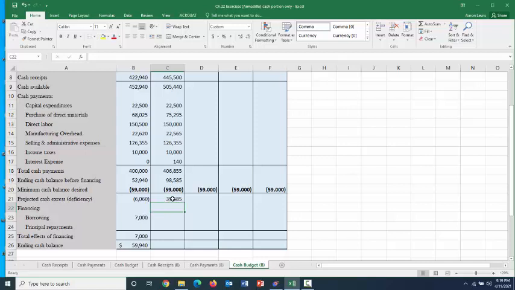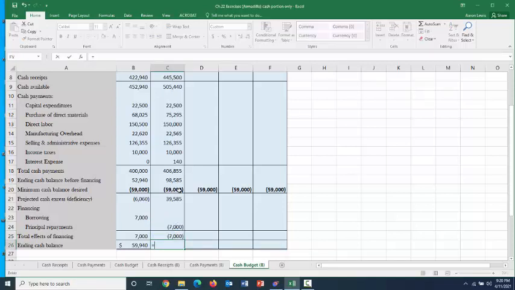Since they can pay it in full and still be well above their minimum cash balance, Armadillo Phone Cases is going to choose to pay off that $7,000 it owes to the bank. Let me just go and make that negative really fast. There we go. So what are the total effects of financing? Well, it's going to decrease their total cash balance in the second quarter by $7,000.